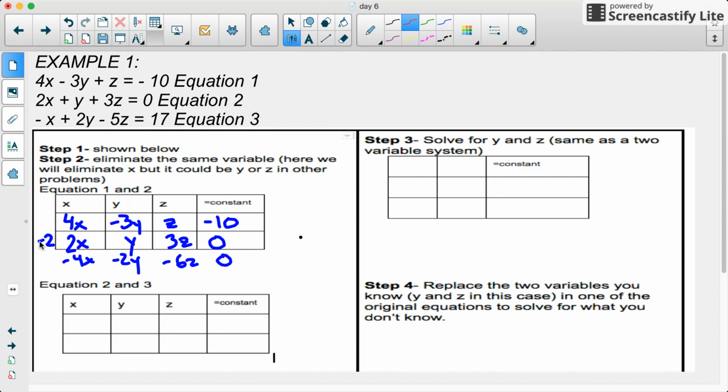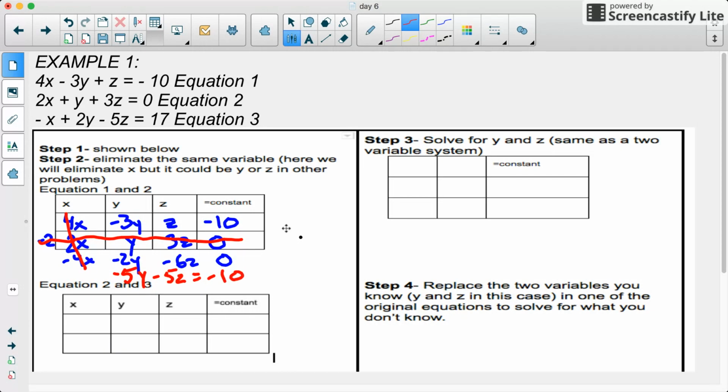I'm going to cancel out that equation now, so draw a line through it, because now I'm not really so focused on that. I'm going to cancel out my x's as well. So now I have negative 3y plus negative 2y, which is negative 5y, and 1z plus negative 6z, or negative 5z, equals negative 10 and 0, which is negative 10.